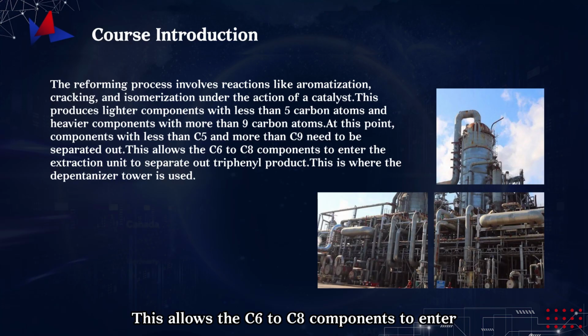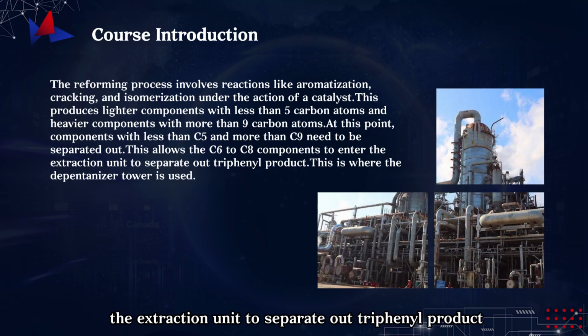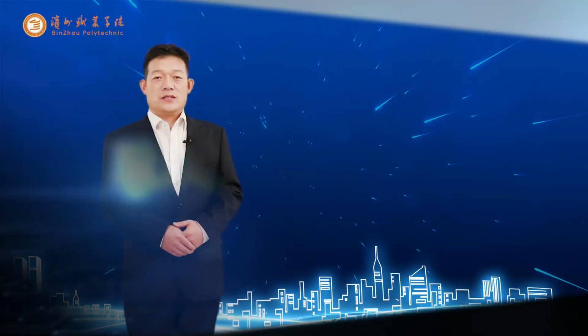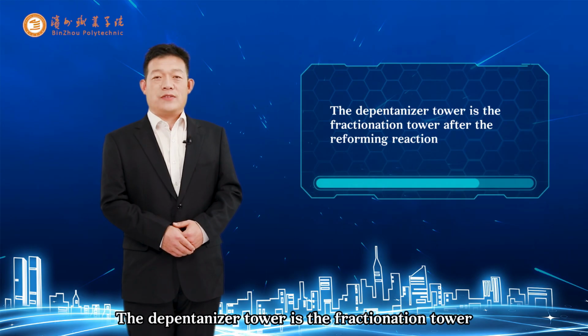This allows the C6 to C8 components to enter the extraction unit to separate out the triphenyl product. This is where the depentanizer tower is used. Let's look at the function of the depentanizer tower. The depentanizer tower is the fractionation tower after the reforming reaction.